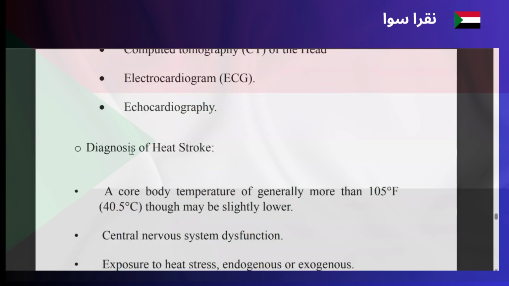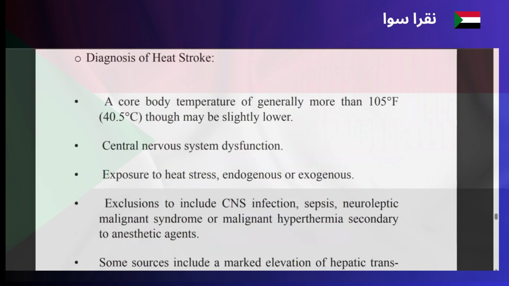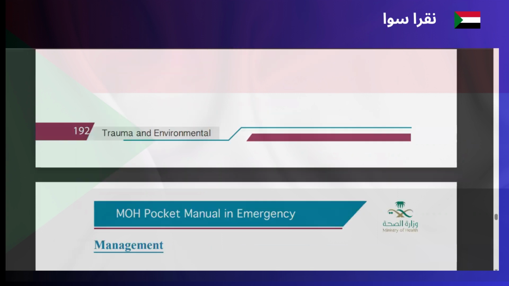The diagnosis of heat stroke: a core body temperature generally more than 40.5, central nervous system dysfunction, exposure to heat stress, endogenous or exogenous, exclusion to include CNS infection, sepsis, neuroleptic malignant syndrome, or malignant hyperthermia secondary to anesthetic agent. Some sources include a marked elevation of hepatic transaminase, however, this is not universal.